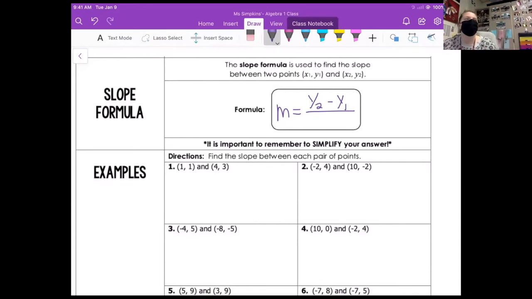So what do you think is going to be in the denominator? If the y is right, x2 minus x1. And again, I will explain those in just a second. I just want to get the formula down before we do a couple examples.